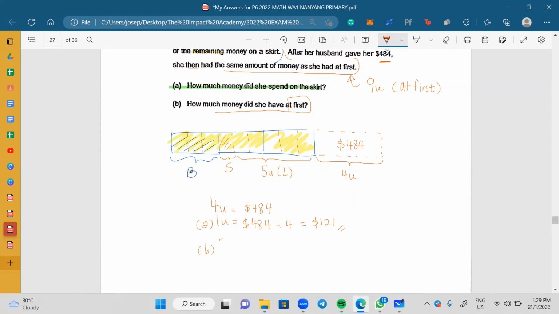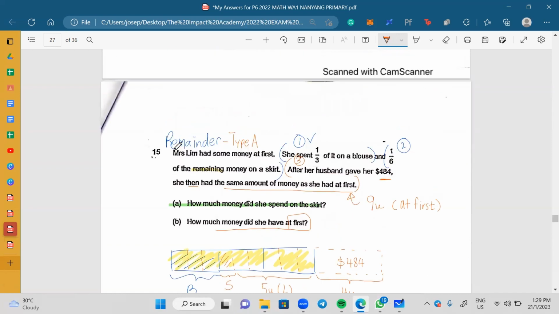So how many units is that? 5, 6, 7, 8, 9. So 9 units over here. So we just have to do 121 times 9. And therefore, my answer for this question has to be $1,089. And this is my answer for P6 2022 Math WA1 Nanyang Primary, question number 15.